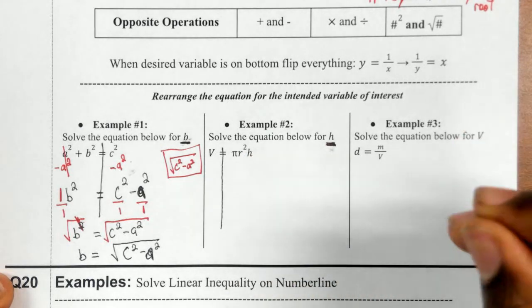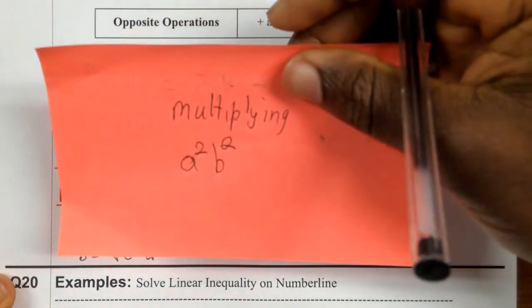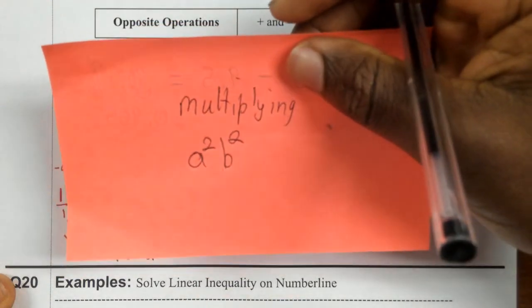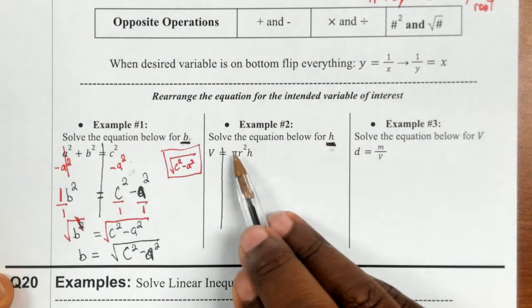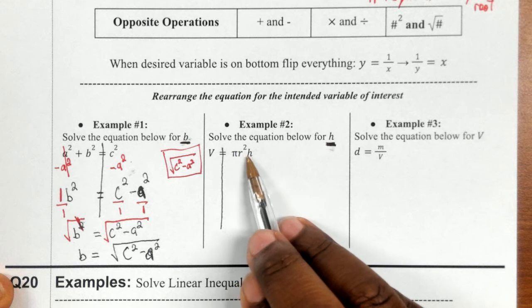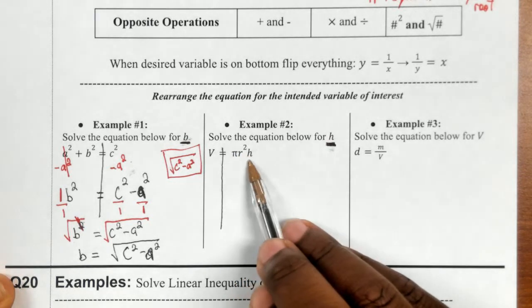I see everything joined together. All right? Whenever you see something joined together like that, that means you're multiplying. Similar to the example I showed you before, if you saw a squared and b squared beside each other, that means you're multiplying. So in this case, they're all multiplying by each other. Pi is being multiplied by r squared, which is also being multiplied by h. So two things are being multiplied.